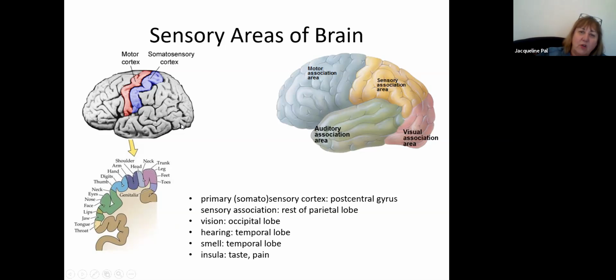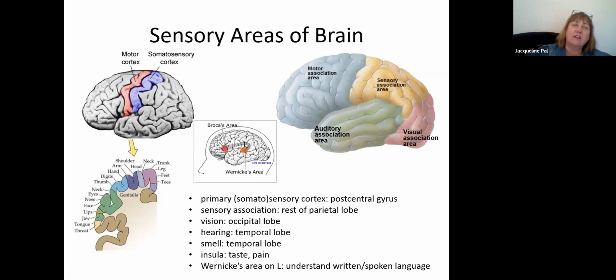And then if you go in through that lateral fissure where we have the insula, or also right here on this coronal view, the insula is, as we will see later, going to be important for taste, but it also is an important area for pain as well.